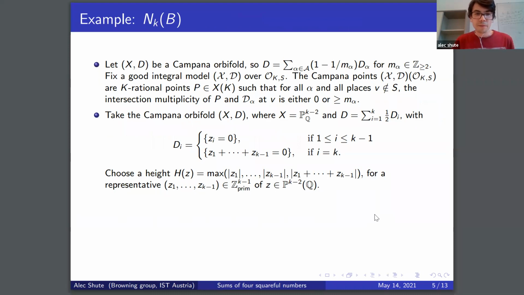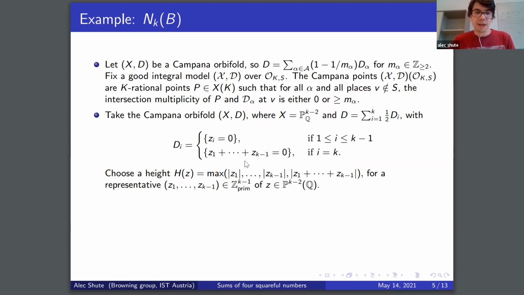All right, so I'm now going to explain how this counting problem N_{k,B} fits into this picture. The first bullet point here is just a reminder of what Campana points are. And then in our example, we take X to be projective space over Q, and D is the divisor where all of the weights are 1/2. So that means all of the m_α or m_i would be 2. And then the D_i consist of all of the coordinate hyperplanes, and then this extra hyperplane defined by the sum.